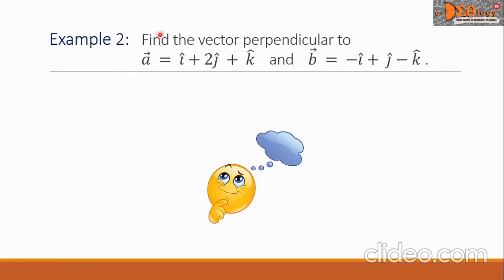Example 2. Find a vector perpendicular to vector A equals i plus 2j plus k and vector B equals negative i plus j minus k.